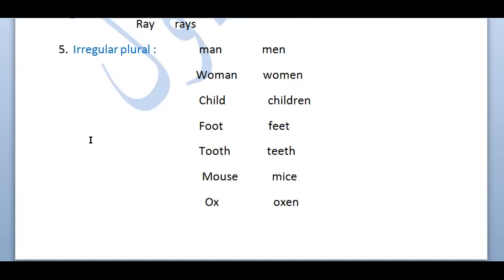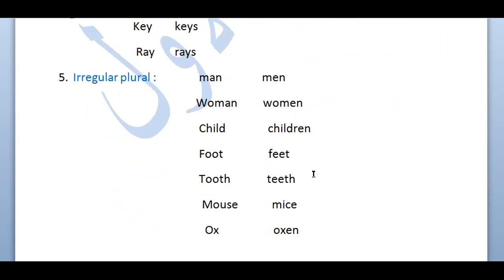We have a fixed or unchangeable form, of course connected with the singular and the plural. We have here man, men. As we see here, we don't have s at the end of this noun, man, men. Of course, here, this column is the singular, and this column is the plural. So man, men, woman, women, child, children, foot, feet, tooth, teeth, mouse, mice, ox, oxen.